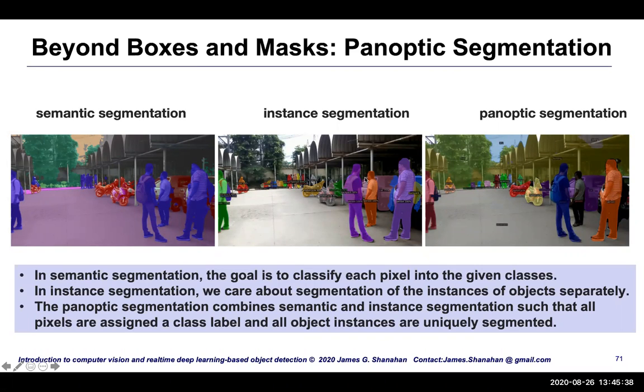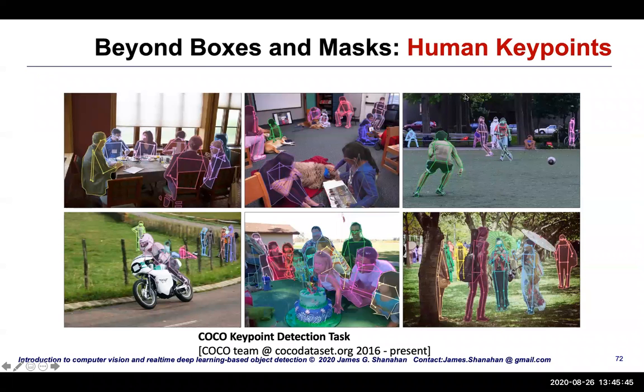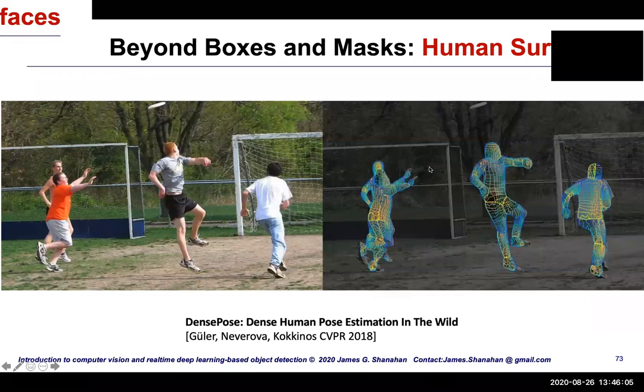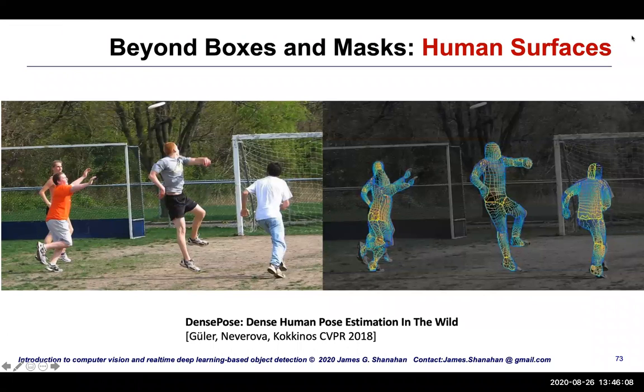Here we just label pixels that belong to objects of interest. Here we label everything. Then we can go beyond these bounding boxes and masks, and we can look at human key points. And this is a COCO-based key point detection challenge with some labeled data available. So we represent various animate objects in terms of these key points. And then we are also interested in modeling objects in terms of surfaces.